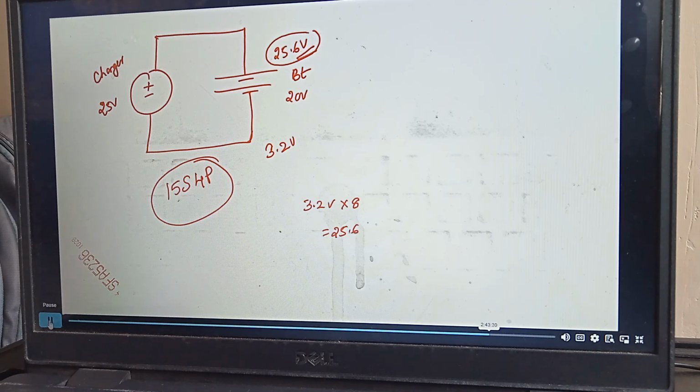Current will flow automatically. That is not our question; everyone knows that. Current will never look at whether it is a battery or a charger. If you give a potential difference, current is going to flow. It is not only for battery and charger, anyway.